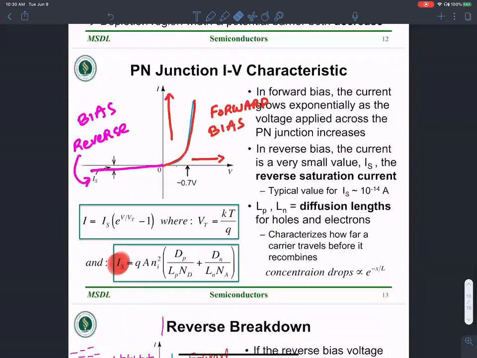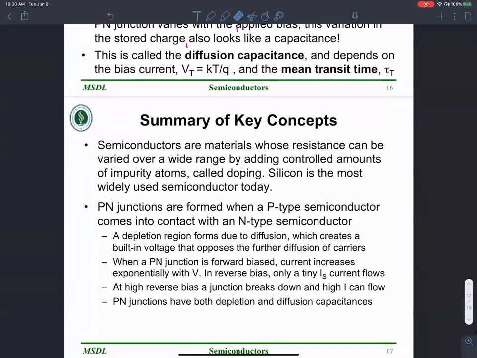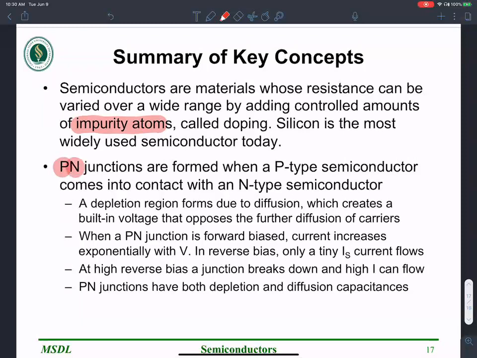Let me quickly summarize the ideas here. Semiconductors are materials whose resistance can be varied over a wide range by adding controlled amounts of impurity atoms, called doping. Silicon is the most widely used semiconductor. When we put a p-type semiconductor and an n-type semiconductor in contact, we get a p-n junction or a diode.